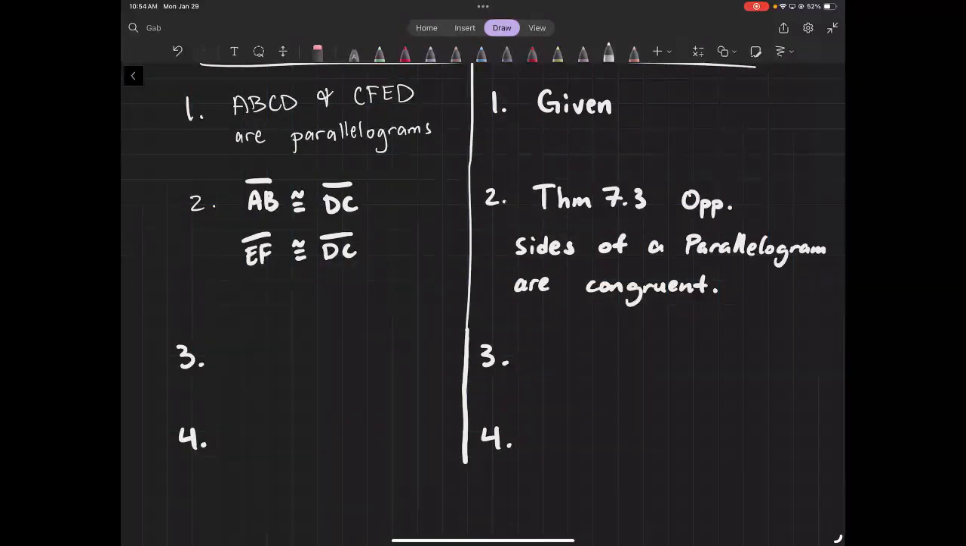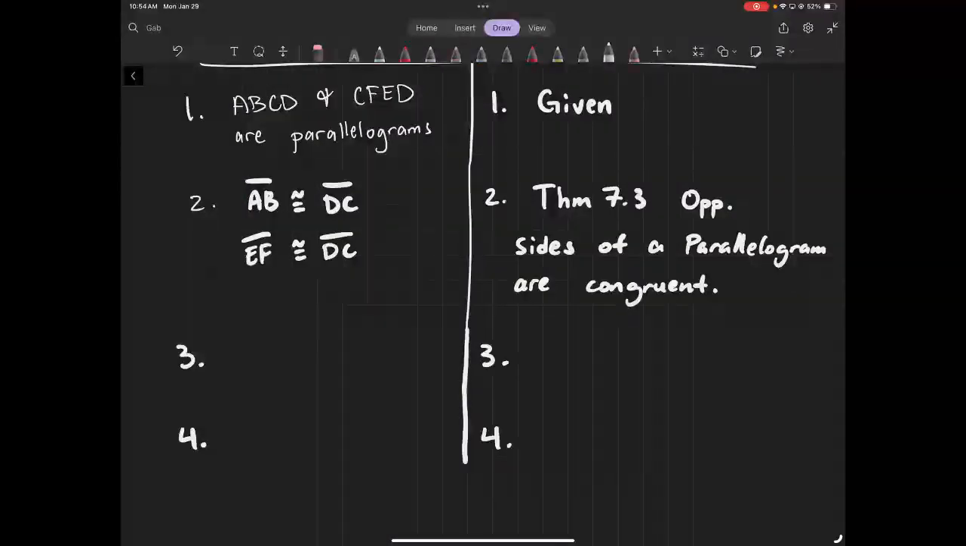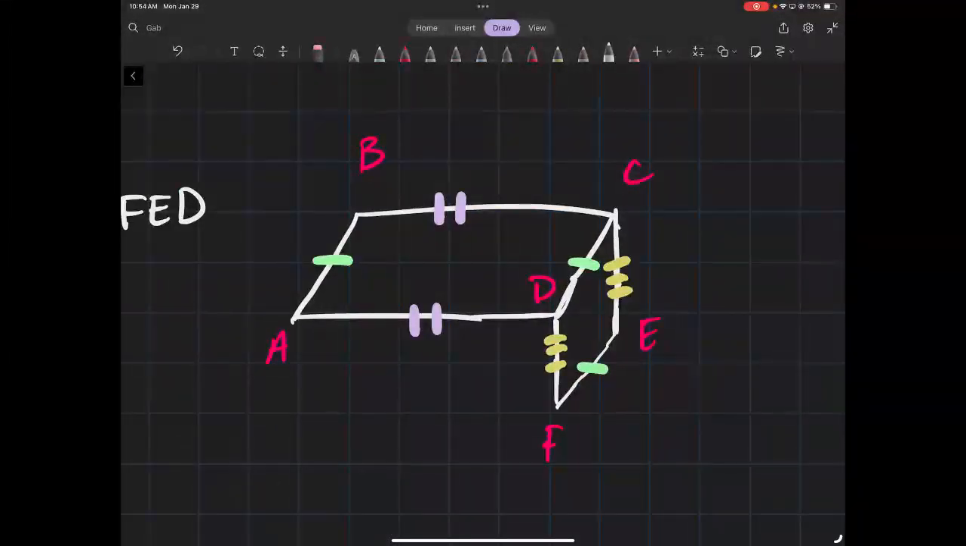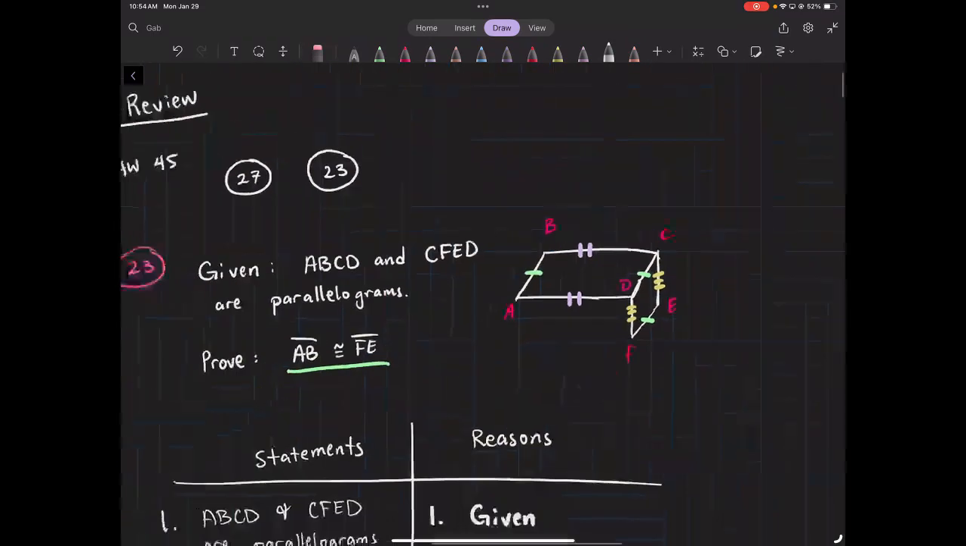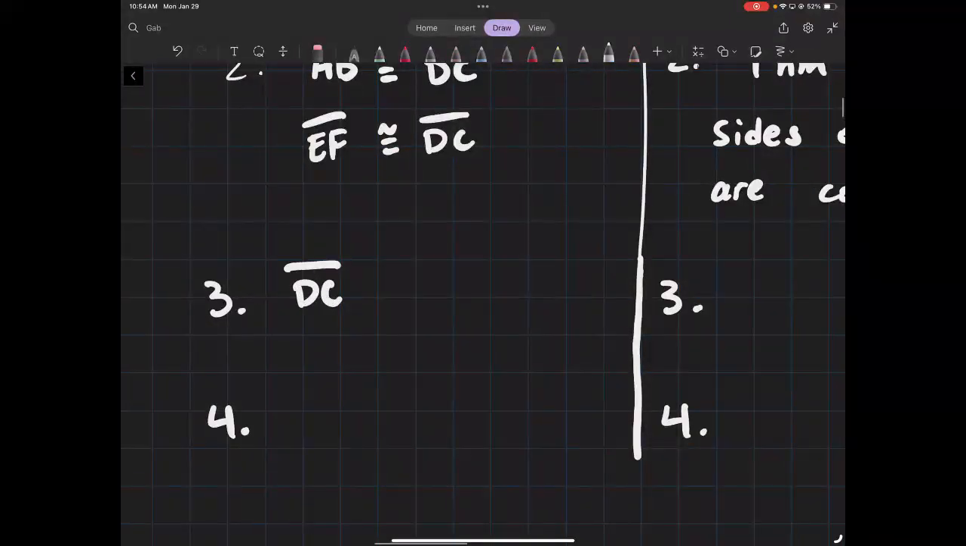Okay, with that, you need a connecting piece. If you guys are comparing this to the proof that we did in class, we used vertical angles, right? Okay, so your hint is to show that DC is the same as DC. What did you guys use to show that? So let's write it. So segment DC is congruent to itself.